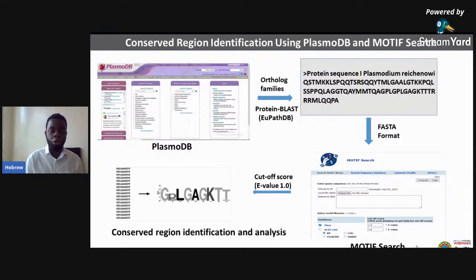So just to take you through the methodology, conserved region identification was done using PlasmoDB and Motif Search, as I mentioned. By keying in the gene ID of the protein, we were able to retrieve orthologs from PlasmoDB. We retrieved a huge number of orthologs, but for accuracy reasons, we reduced the number based on length similarity of the sequences. After that, in FASTA format, we fed them into Motif Search, and using a cutoff E-value of 1.0, we were able to identify the conserved regions, most of which were domains in this case.